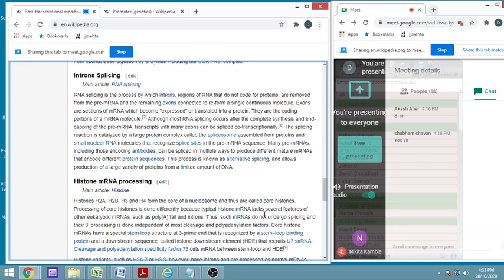Many pre-mRNAs, including those for antibodies, can be spliced in multiple ways to produce different mature mRNAs that will encode different protein sequences, and this process is known as alternative splicing. This allows production of a large variety of proteins from a limited amount of DNA.